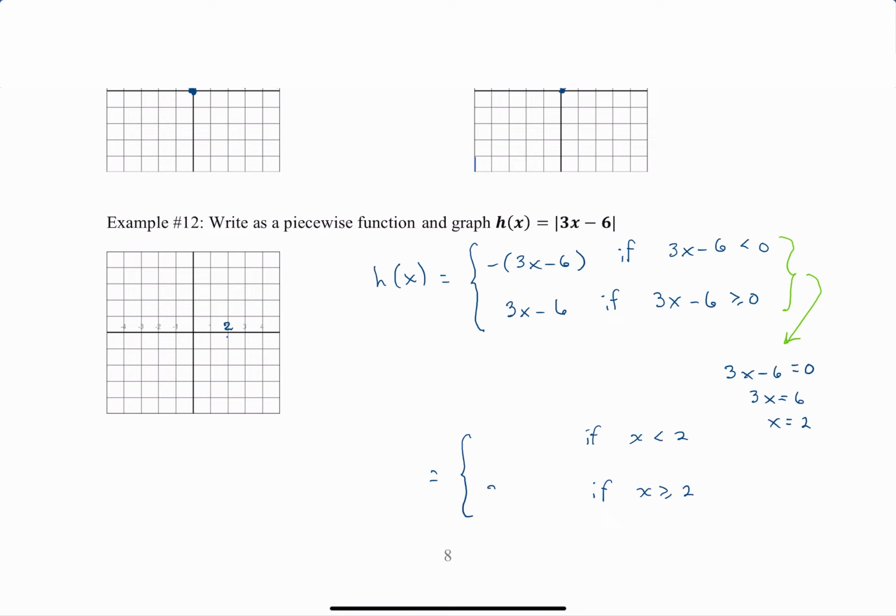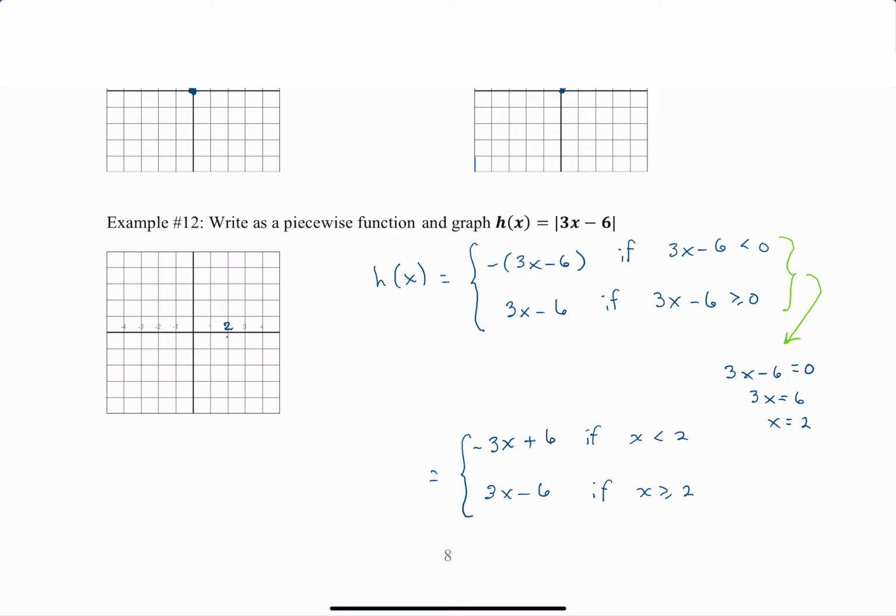And then the piece where x is greater than or equal to 2, the output's just going to be 3x minus 6. The piece where x is less than 2, which makes 3x minus 6 less than 0, is going to be, I'm going to distribute that minus sign in, minus 3x plus 6. So what does minus 3x plus 6 look like? Well, that's a straight line with y-intercept 6.